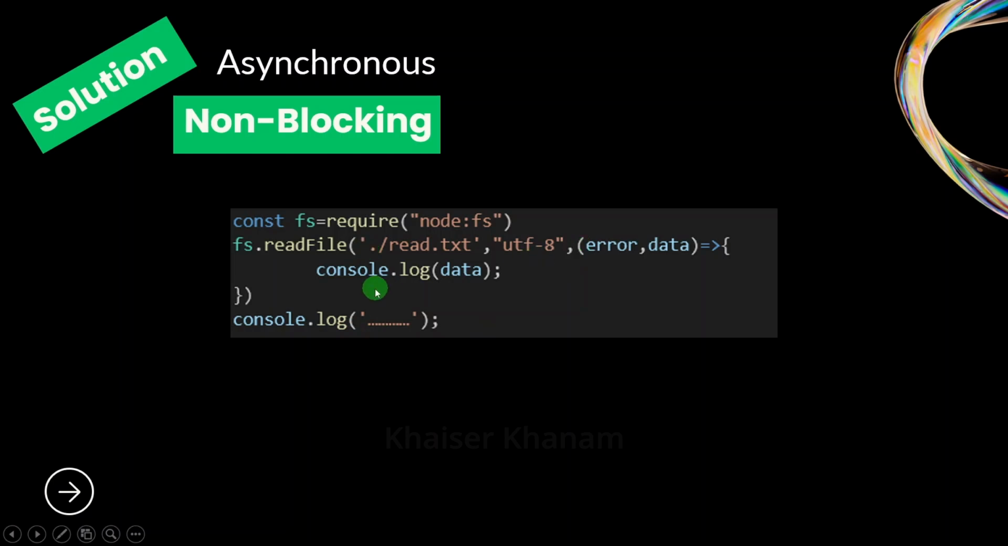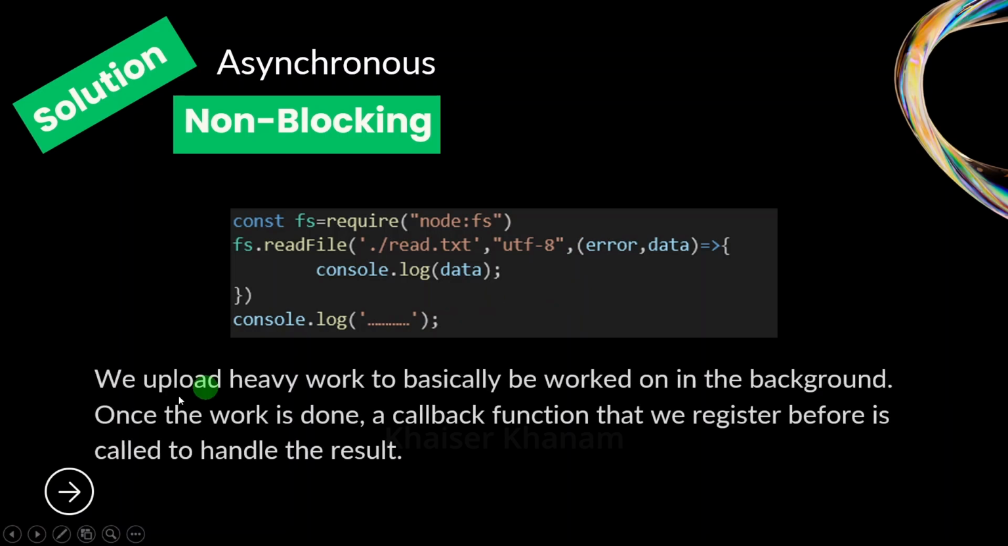So here what happens? Our callback function will be registered and it is directly going to move to the next line. And once reading the file is completed, only then this callback function will be executed. So in this case, our code will not be blocked. So easily we can offload the work which is very heavy and it will run in the background. And only after the work is done, the callback function which we have registered will be called and we will have the result.